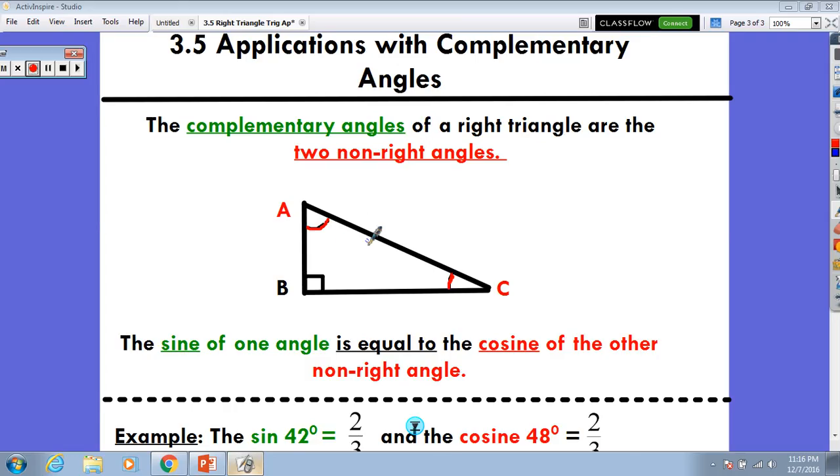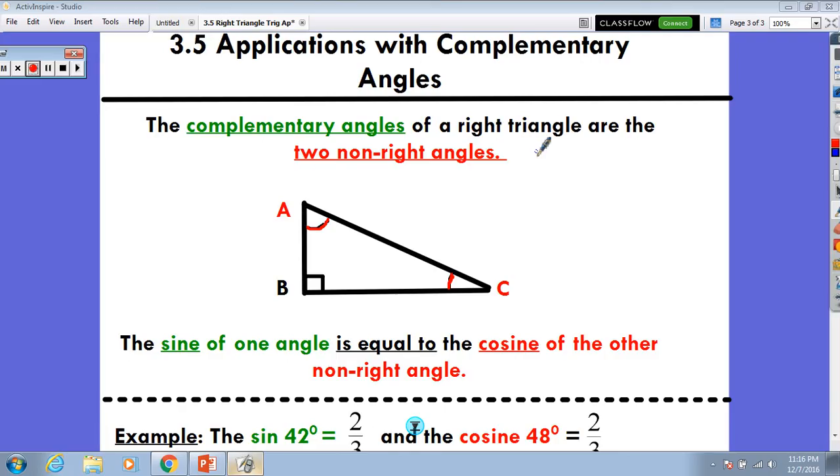Okay, now this last page of your notes is a review of when we did the cosine and sine cofunctions. I just wanted to go back and review it because you do see this quite a lot on your CDA. So let's remember complementary angles.